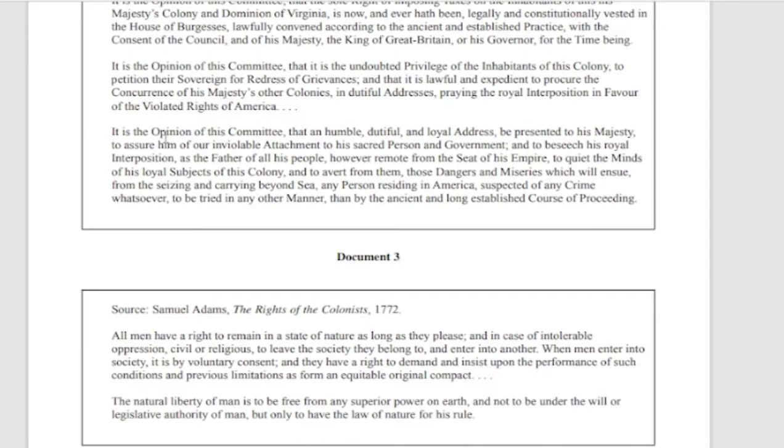"That a humble, dutiful, and loyal address be presented to His Majesty to assure him of our inviolable attachment to his sacred person and government." So they've got ancient rights, but they also love the king. We love the king, but, you know, we do have these rights. Please respect them. Please respect our rights.